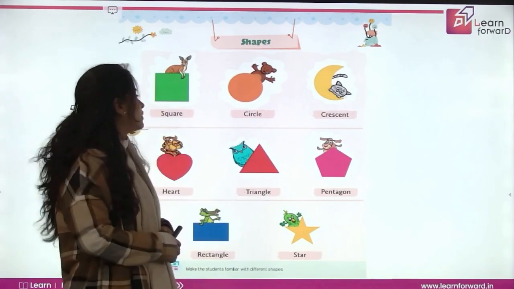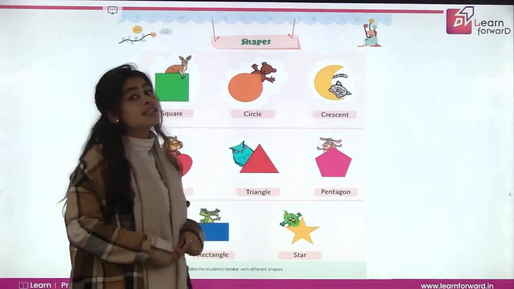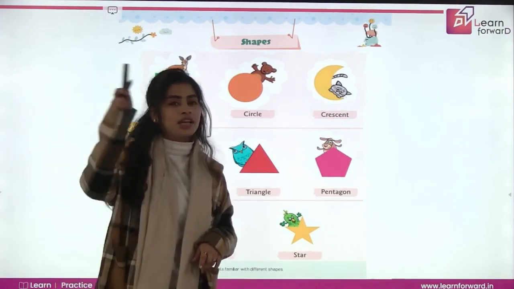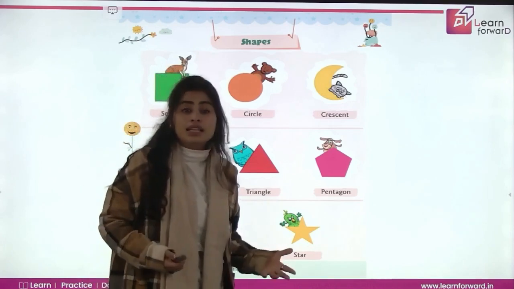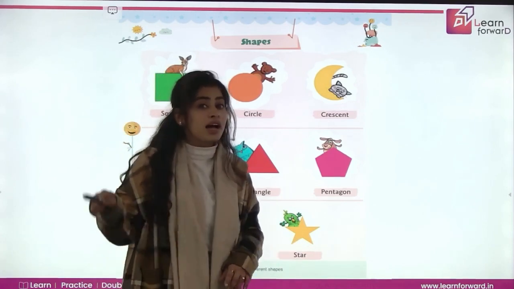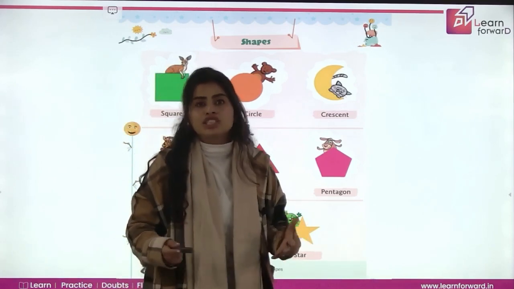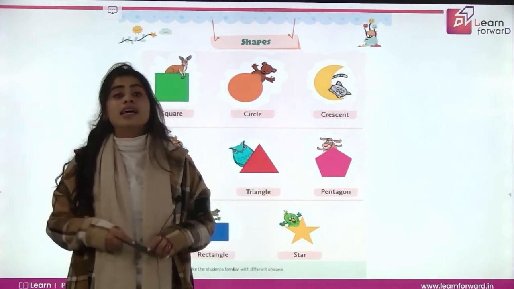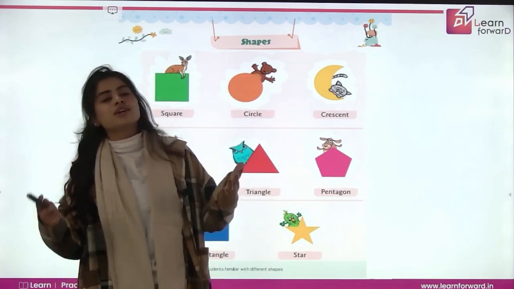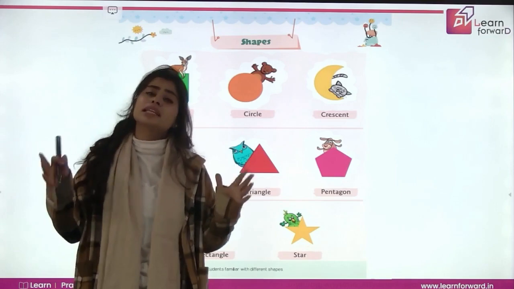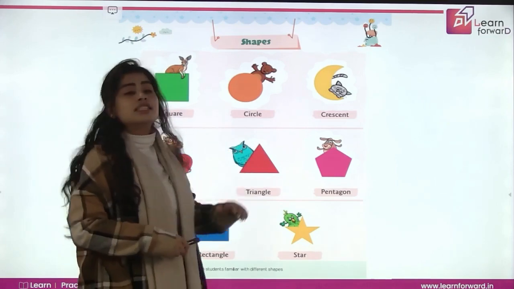Okay, next is circle. Circle is round in shape, right? Like a sun. Sun is also round. Like a chapati. Chapati is also round. Like a coin. Coin is also round. So there are many things which are in circle shape.